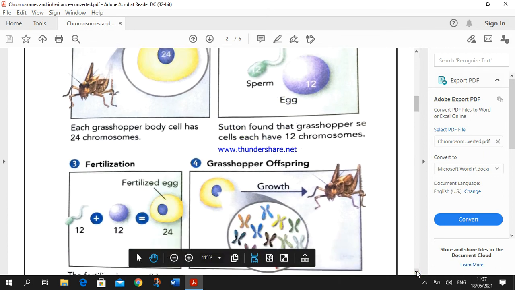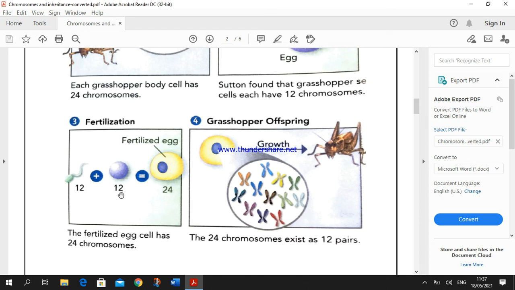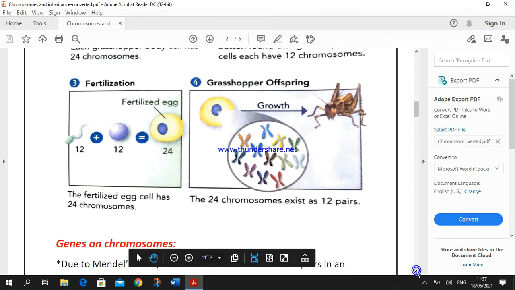After fertilization, after fusion or joining between sperm and ova, the fertilized egg had 24 chromosomes due to the fusion between 12 chromosomes coming from the sperm and 12 chromosomes coming from the egg. The 24 chromosomes exist in 12 pairs, and this fertilized egg, known as the zygote, grows by mitosis division into an adult grasshopper.